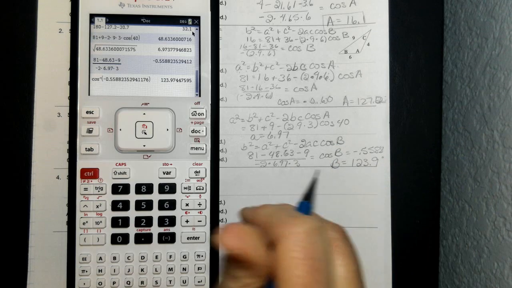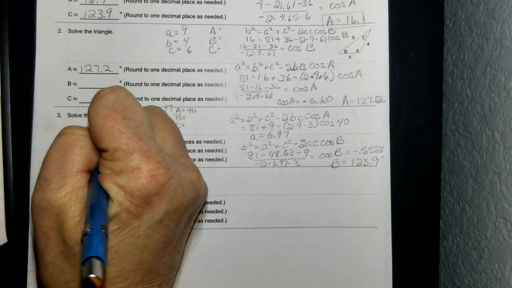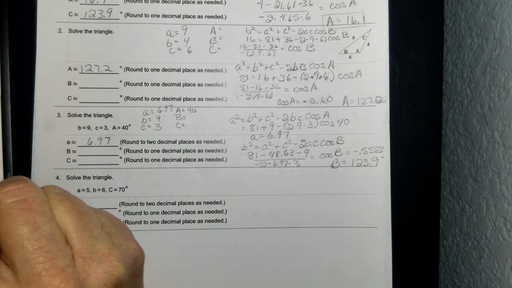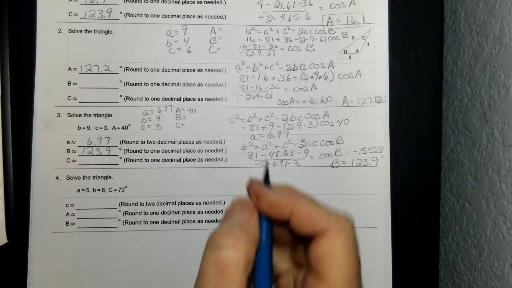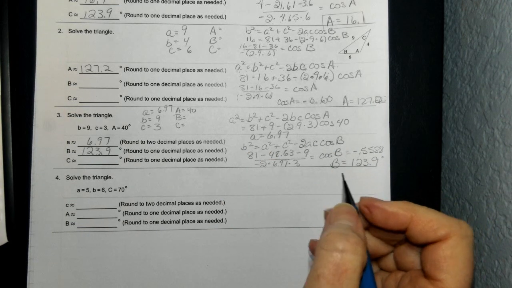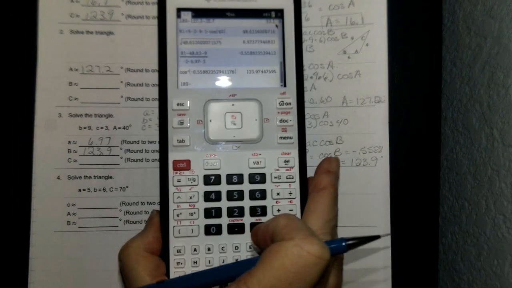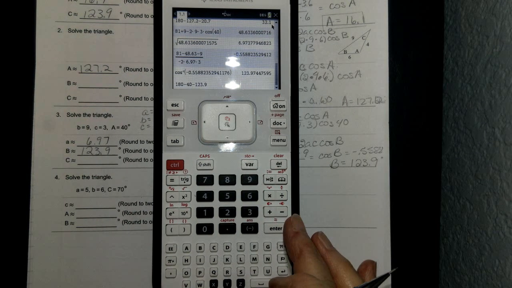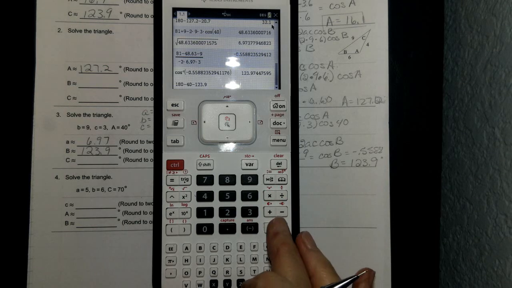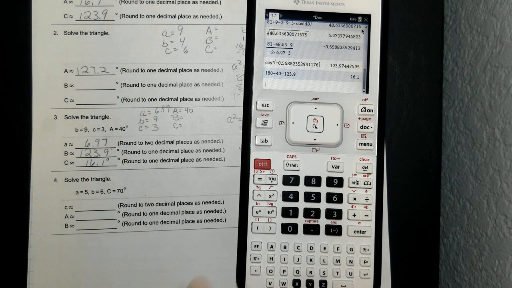All right, so we've got A and we've got B, so what do we do next? A was 40 and B was 123.9. For C, all we're going to do is subtract everything from 180. So we have 180 minus 40 minus 123.9. Those are our three values. And so we're left with 16.1 for our last angle.